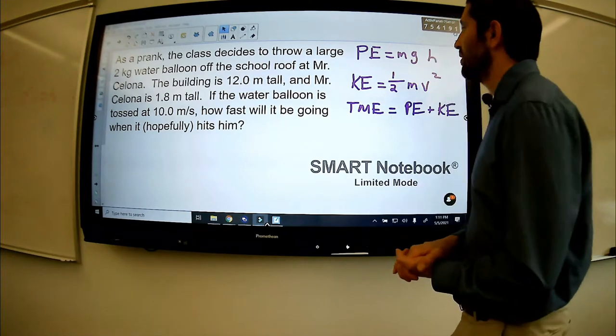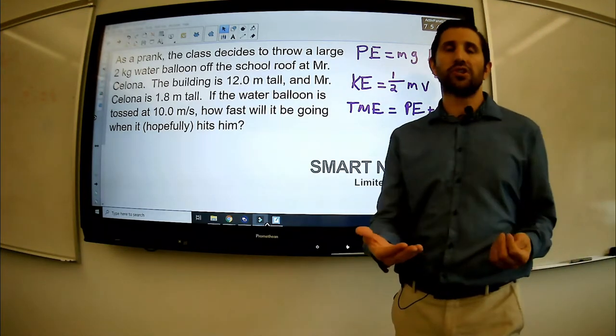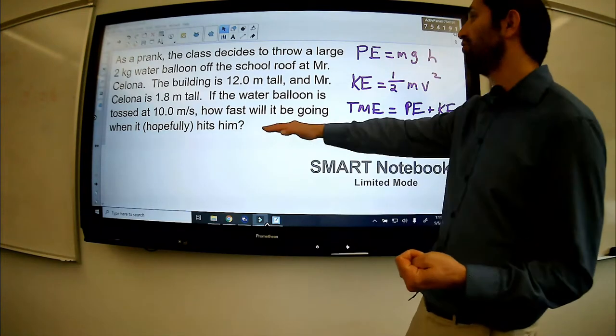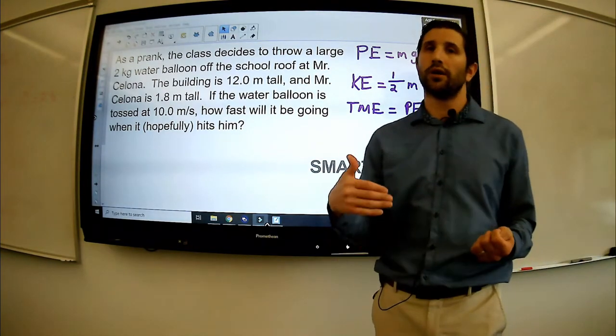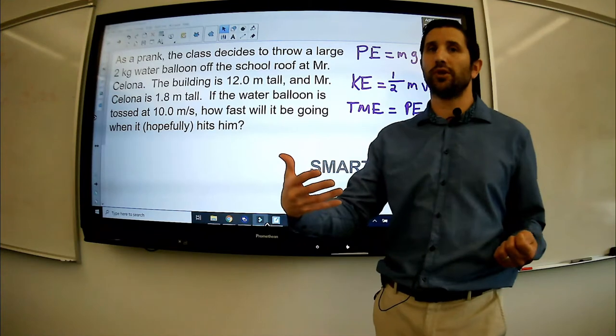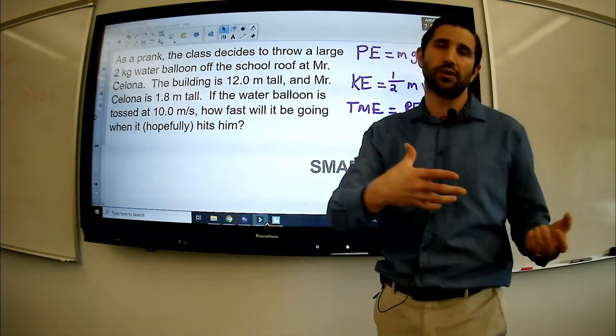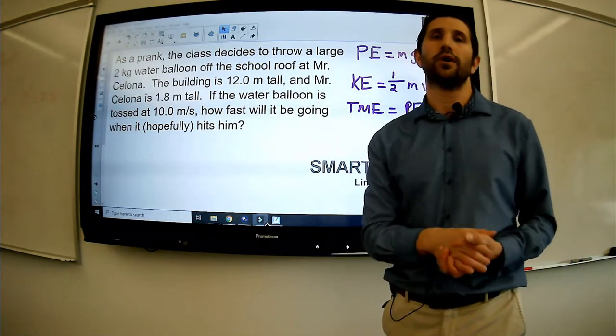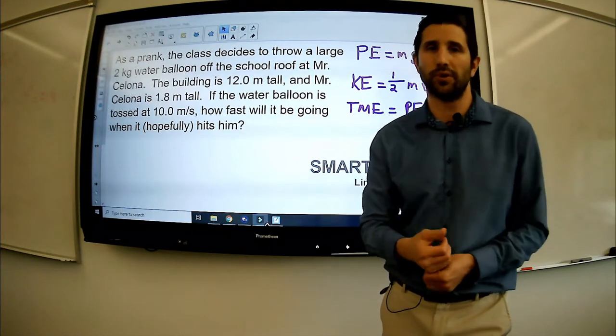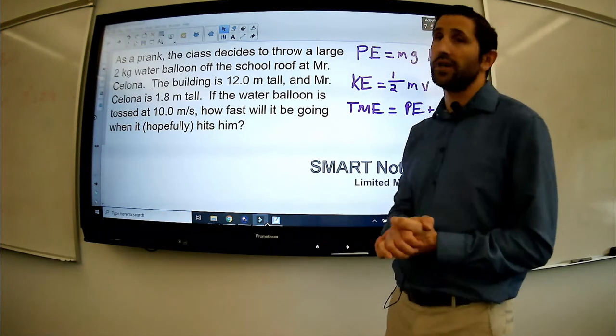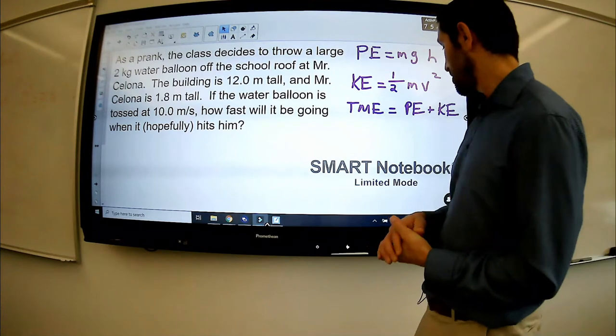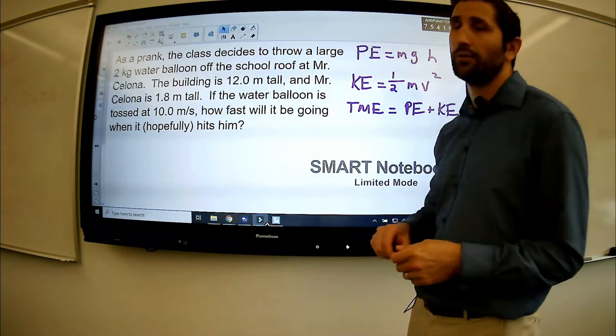All right, so this is a situation in which we can figure out how fast that water balloon will be going, knowing that potential energy as the balloon drops is going to turn into kinetic energy along the way. So we're going to use this same concept that we've been talking about to figure this out. When we do conservation of energy problems, the first thing we want to do is set up our chart.